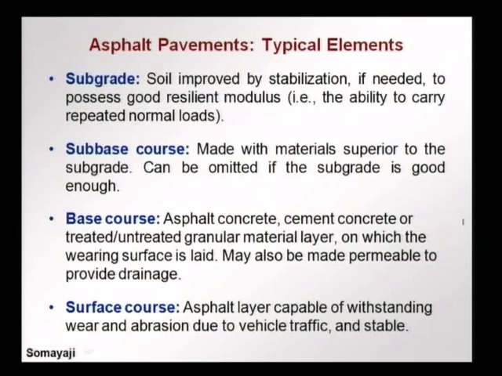And in our context we are talking about an asphalt layer capable of withstanding wear and abrasion due to the vehicle traffic, that is it has to survive well during its intended life under the traffic that it has been designed for, and it should be stable, that is it should continue to be smooth, usable over a period of time. It should not develop undulations and cracks and so on. So, ideally these are the typical elements of an asphalt pavement, and we will see some typical cases of the cross section of pavements in the next few slides.